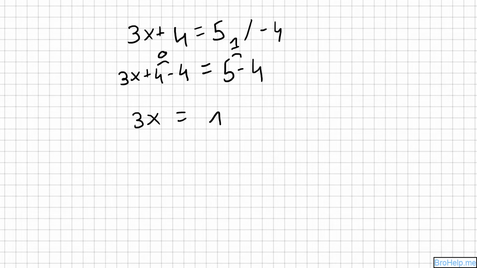Now on both sides of the equation we're going to divide by 3. So we have 3x divided by 3 equal to 1 divided by 3. 3 divided by 3 is 1. We have 1 multiplied by x, which is only x remaining, and the answer is x = 1/3.